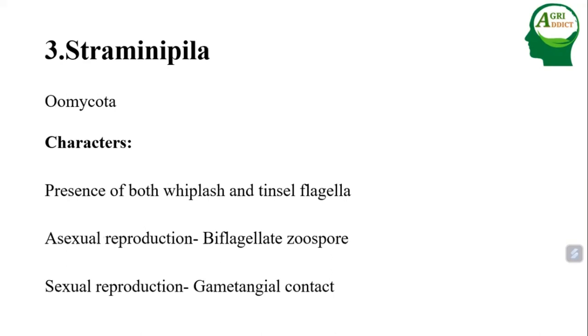Coming to the next kingdom, Straminipila. Here you will find Pythium and Phytophthora. Under Oomycota, the important characters are that it has both whiplash and tinsel flagella. This is the whiplash and this is the tinsel flagella. In asexual reproduction, you can find a biflagellate spore, meaning it has both whiplash and tinsel flagella. And sexual reproduction is by gametangial contact.